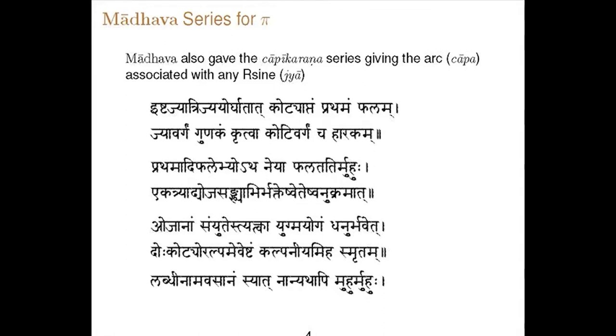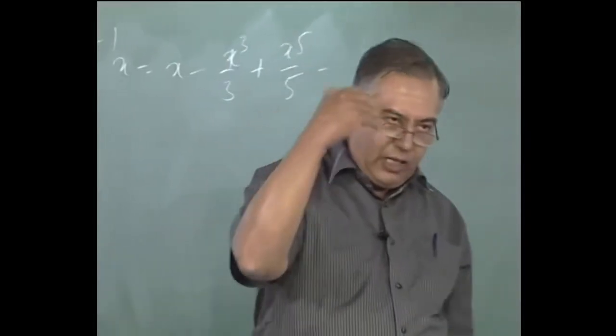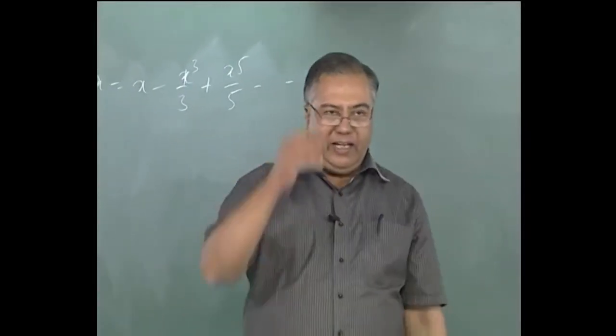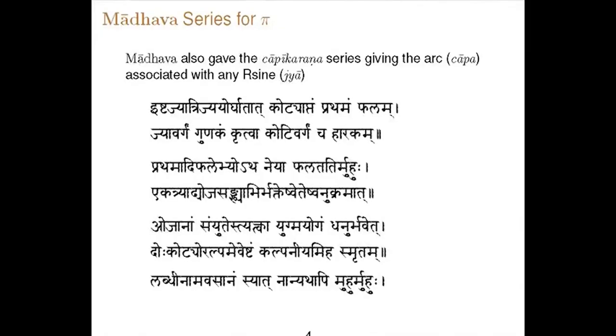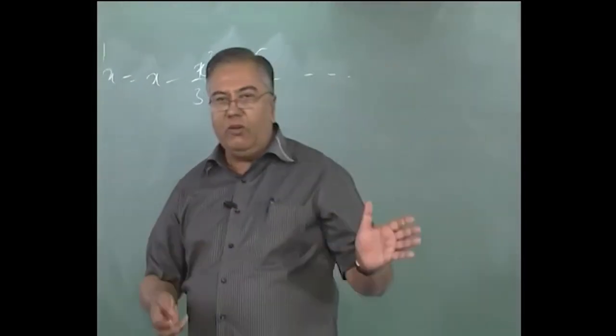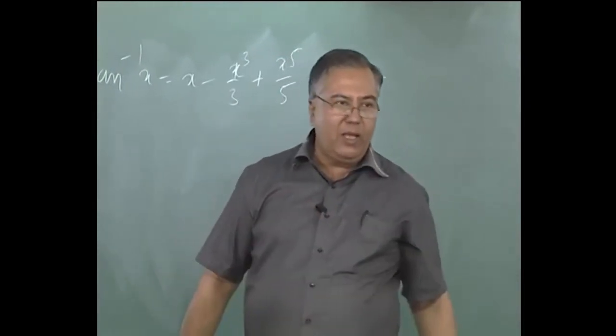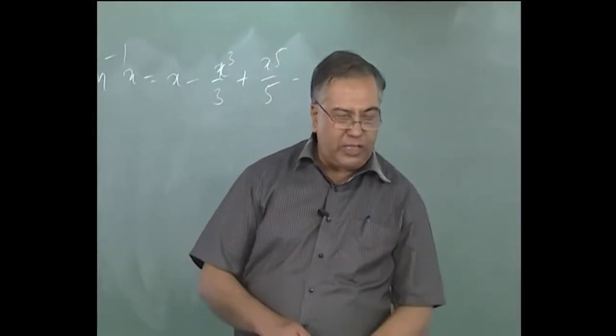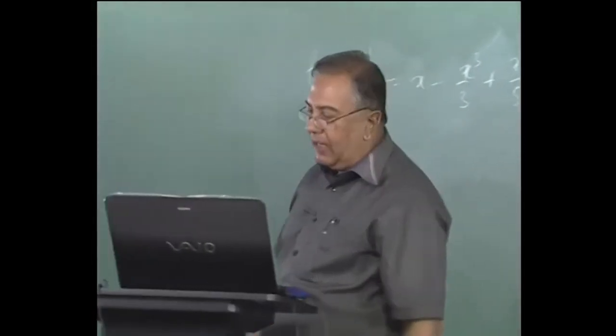So between the jya and the koti, you have to think of the smaller one. So in the first quadrant, it is sine by cos. Otherwise, labdi naam avasanam syat na anyathapi muhurmuhu. So unless you take the smaller one as the numerator and the larger one as the denominator, you will never have the terms, successive terms, becoming smaller and smaller. So that is how this is called the chapi karana verse.